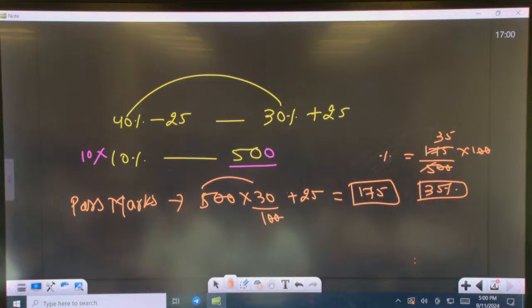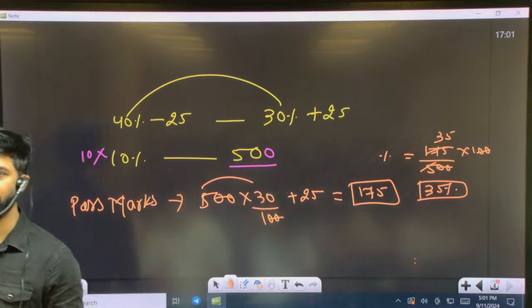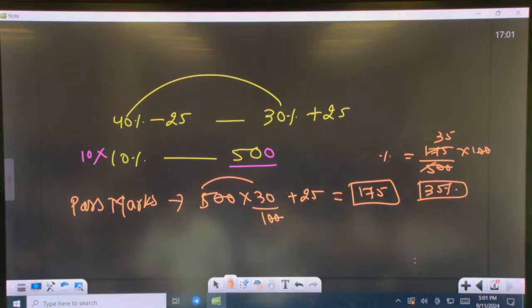It's not like that he will always ask for the maximum marks. No, he can ask the passing percentage. He can ask passing marks also. But once you have the maximum marks, then you can find out the value of any of them. Any problem? Let's move to the next question.